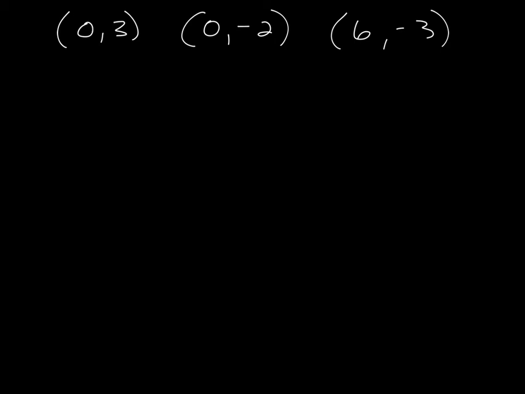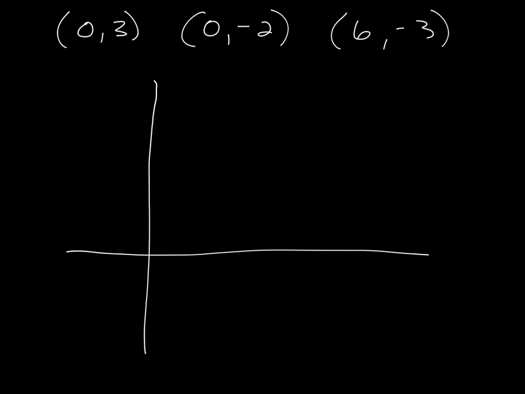Okay, let's go ahead and first graph these 3 points to find the orthocenter. So, there's my y-axis, my x-axis. I've got the point 0, 3, 0, negative 2. Then I've got the point 1, 2, 3, 4, 5, 6, negative 3. There we go.